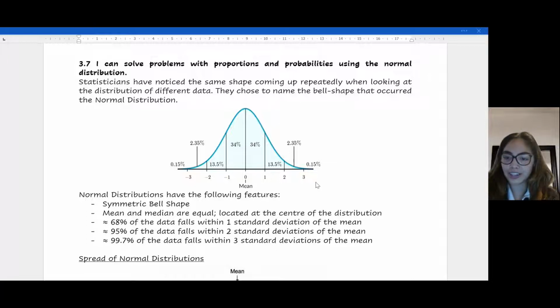If I'm two standard deviations away on either side, so going from my -2 to +2, then 95% of the data falls within this range here. And then finally, if I'm within 3 standard deviations, so from this -3 all the way up into this +3, I am within 99.7% of my data that falls along this really big range here. So when you start doing these examples down below, you will see how we can use all of these percentages here to help us solve different questions.